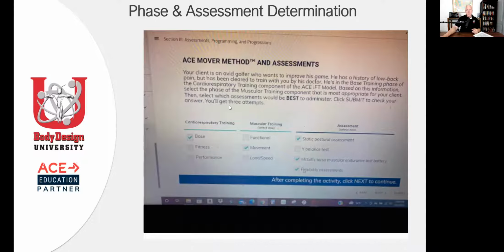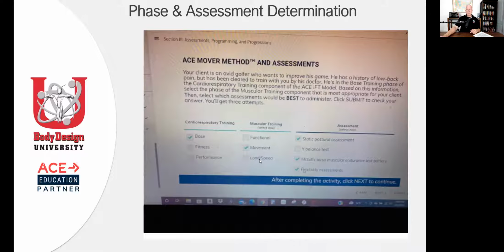Based on this information, whoa, wait a minute, I don't get anything more than that. And the answer is actually, no, you don't really need anything more than that. So your determination then is going to be, he's not in functional. Why? Because he's already an avid golfer. The question you need to answer is, does he go into the movement phase or the load phase?